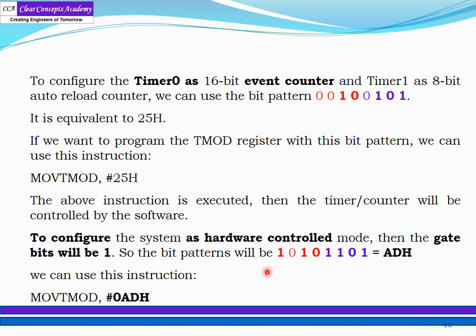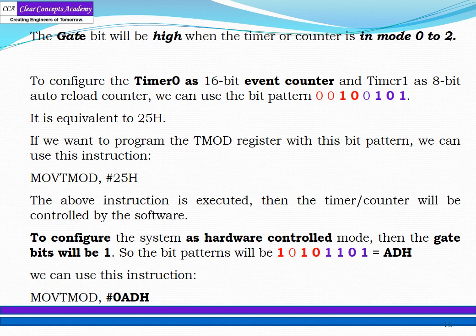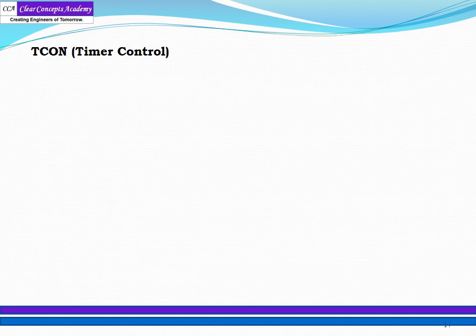This will then be moved to TMOD to change the mode. If it has to be made hardware dependent and mode 1, then you will move AD to the TMOD register. When the gate bit is high, the timer or counter is in mode 0 or 2. Example. This is now TCON. We have seen the TMOD register, the timer mode register. Now we will see what the timer control register is, and how the timer will be controlled.